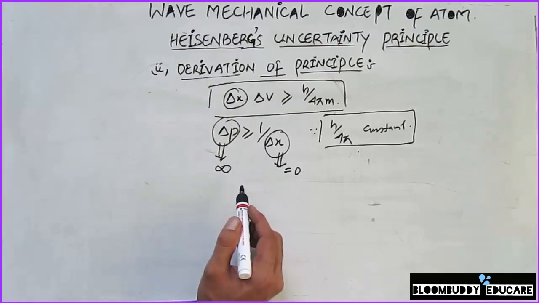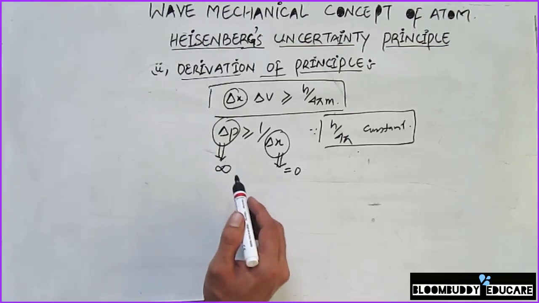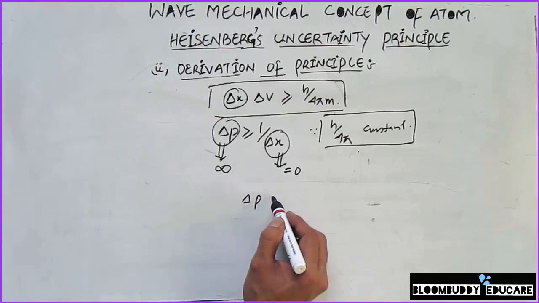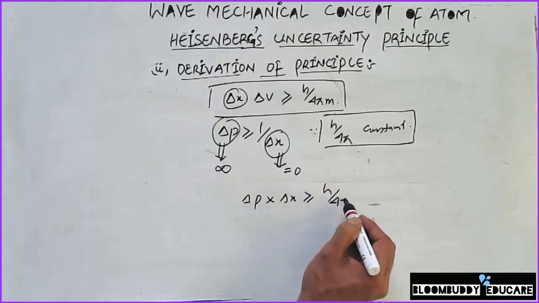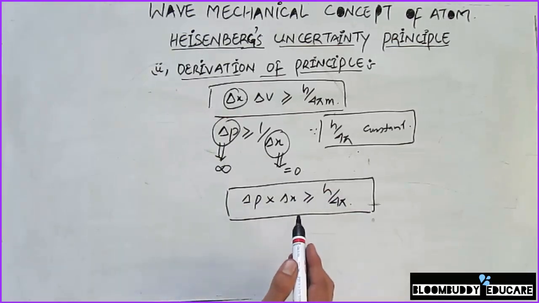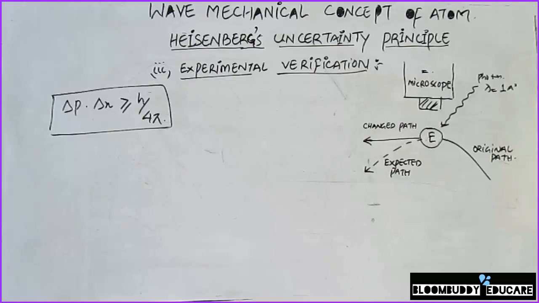However, for most practical purposes, you have to take this equation as delta p into delta x is always greater or equal to h by 4 pi. That concludes our derivation part.